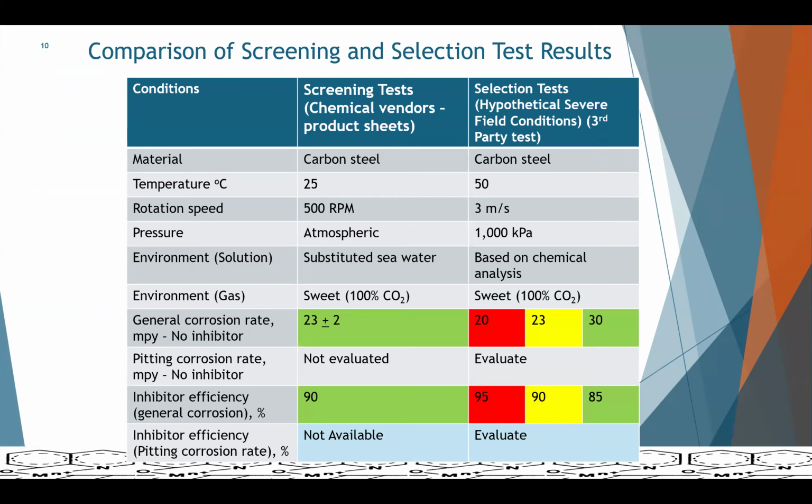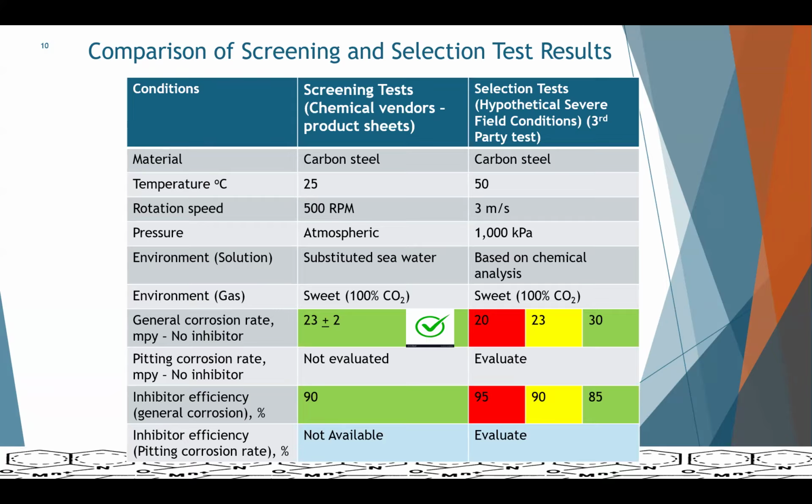For a discussion, let's assume that we have done a selection test using ASTM 202. These are all the conditions. If you follow ASTM 202, as per the published repeatability and reproducibility, one should get a general corrosion rate of 23 plus or minus 2. So first you tick: yes, this chemical supplier is able to do the test and able to produce the corrosion rate as per the ASTM standard. The first box is ticked.